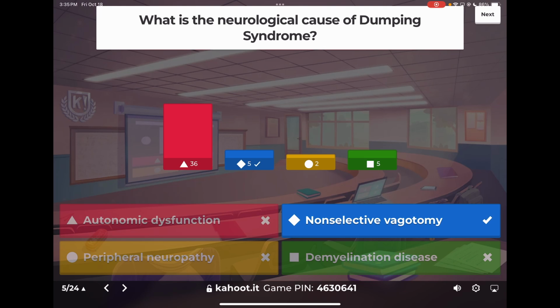Okay? Autonomic dysfunction causes gastroparesis from diabetics. They get autonomic dysfunction, gastroparesis, hypotension, stuff like that. Peripheral neuropathy, that's just due to diabetes. Demyelination disease, that's your MS and GBS. Non-selective vagotomy, you cut the vagus nerve. Any type of GI surgery is going to potentially cause dumping syndrome afterwards.